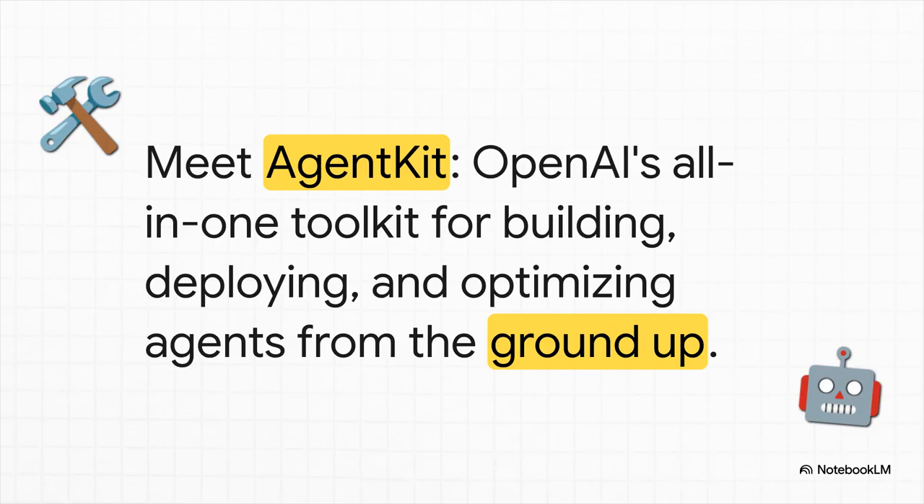So the million-dollar question is, how do you even start building one of these things? I mean, you can't just write a prompt and have it appear. The answer from OpenAI is something called AgentKit. They're positioning it as this modular, all-in-one toolkit for building, deploying, and then optimizing these agents from the ground up.